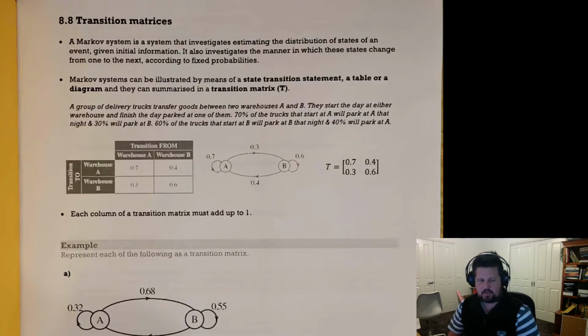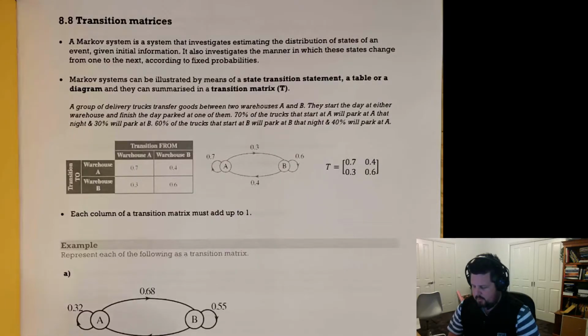When we go to illustrate these types of Markov systems, what we really mean is we're going to be creating a state transition statement. It could be a table or it could be a diagram, and they can be summarized in a transition matrix, which is denoted with a T. So for example, here is a statement and some examples of how you could set these out or illustrate them.